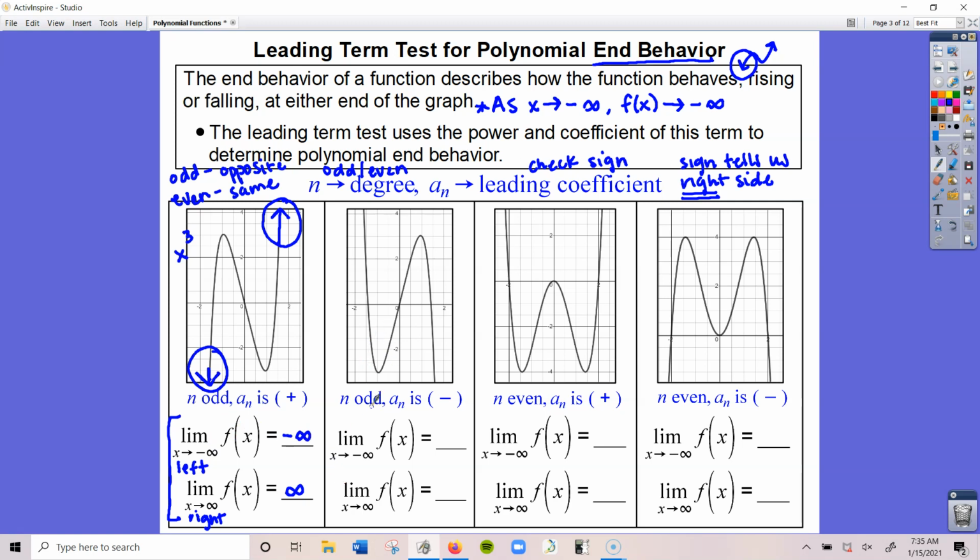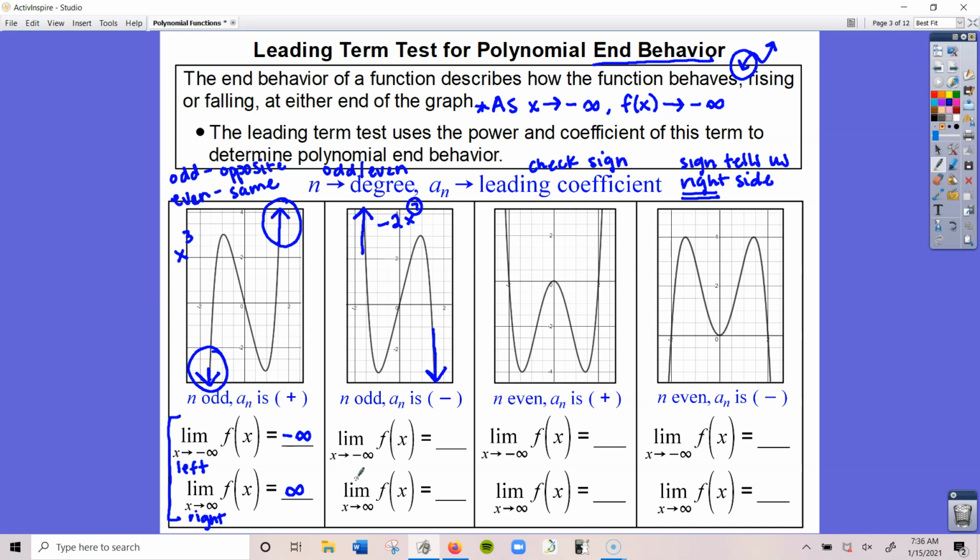Now let's look at when the degree is odd, but the leading coefficient is negative. So I'm just going to use the example of negative 2x to the 7th. First, I notice my coefficient here is negative. So again, remember the coefficient tells you the right side. Since it's negative, my right side of the graph is going down. And because my degree is odd, that means that the other side of the graph has to go in the opposite direction, which is why here it is going up.